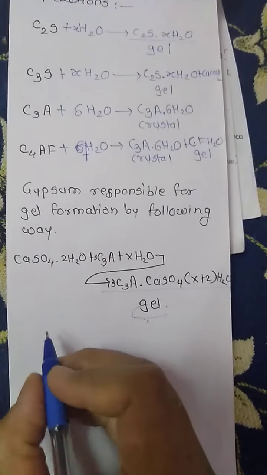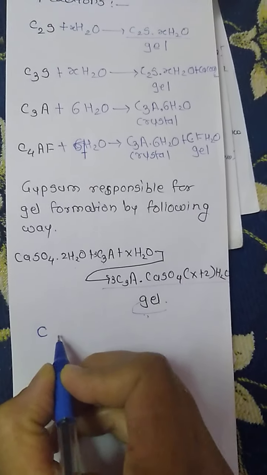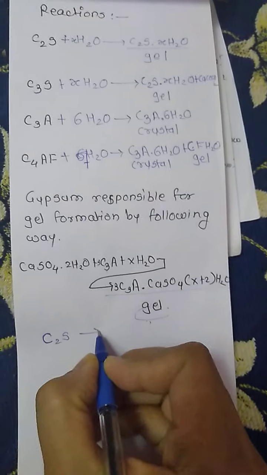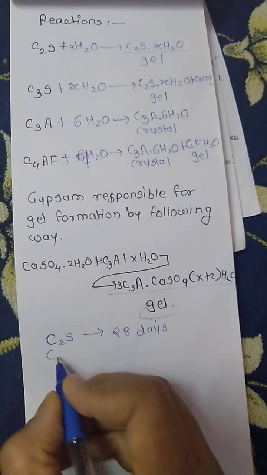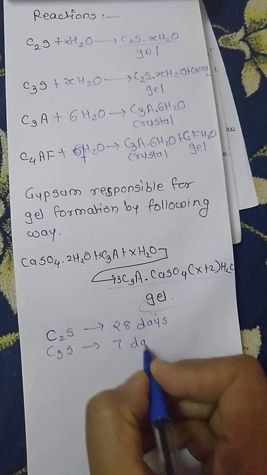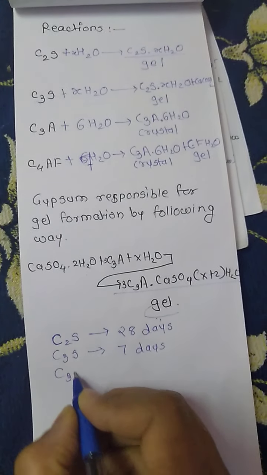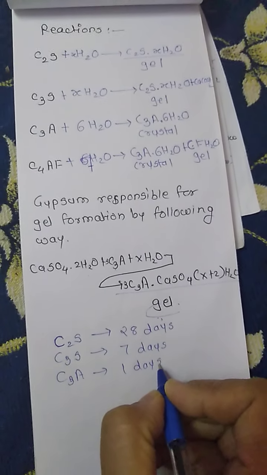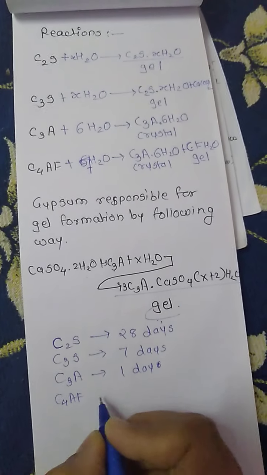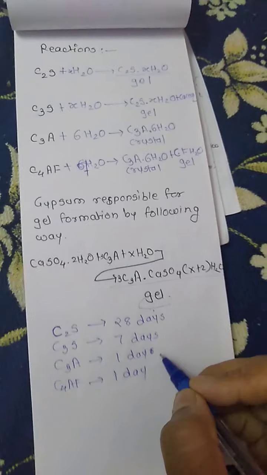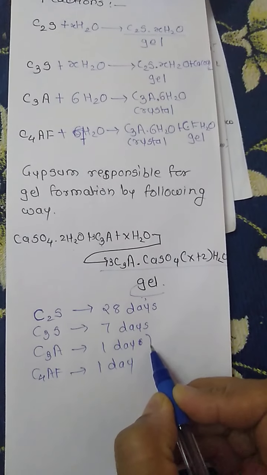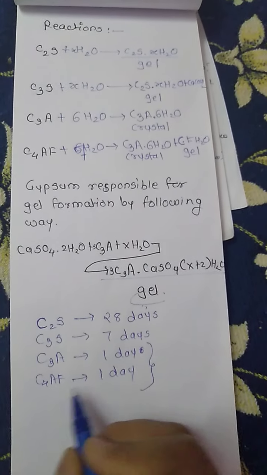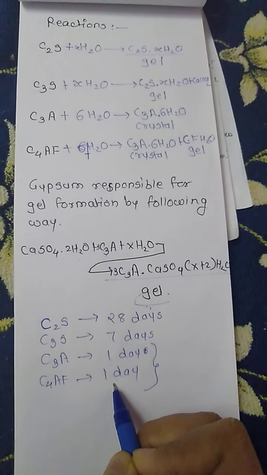As we have seen previously, for setting of C2S, we require 28 days. Okay. Then for setting of C3S, we require 7 days. For setting of C3A, we require 1 day, and for setting of C4AF, we require 1 day. This many days are required for setting and hardening of cement. So firstly, in the first day when cement gets rigid and hard, that is only because of C3A and C4AF, because they only require 1 day for crystallization or crystal formation.